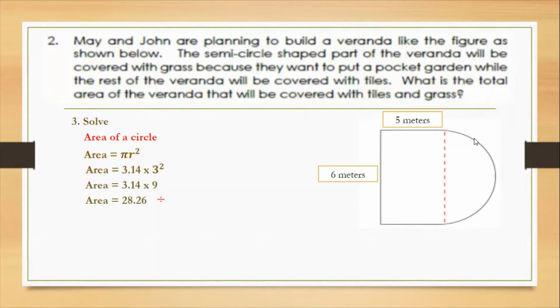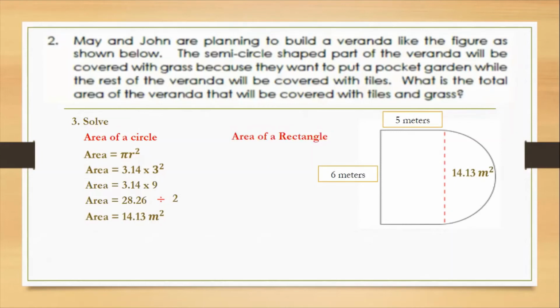But 28.26 is a whole circle. Since the given here is just half of a circle or semicircle, then we will divide this by 2. So 28.26 divided by 2, we got the area, which is 14.13 meter squared. So the area of this half circle is 14.13 meter squared.